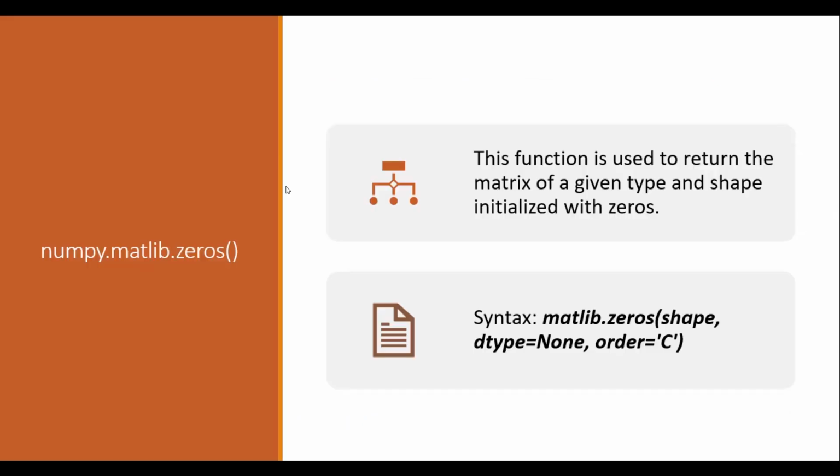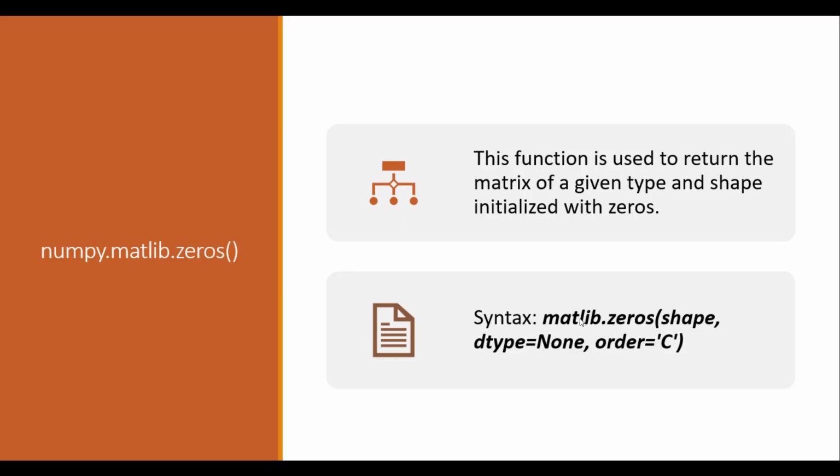Our next function is numpy.matlib.zeros. Basically, this function is used to return a matrix of a given type and shape initialized with zeros. Here is the syntax of matlib.zeros, and within this we have three parameters.